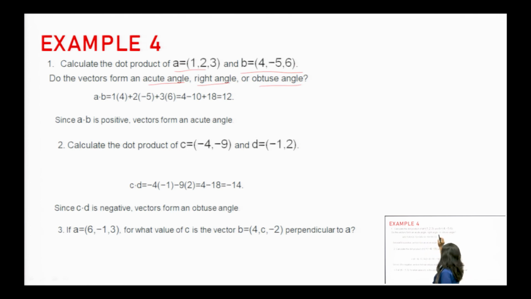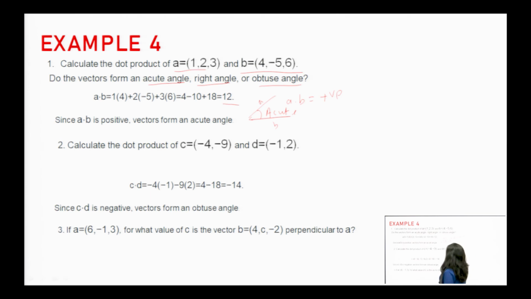After performing the dot product of these two vectors, A and B, we have seen that the final value is 12, which is positive. A positive value means that the angle between A and B, suppose if this is A and this is B, and A dot B is positive, it means that the angle between these two will be acute.